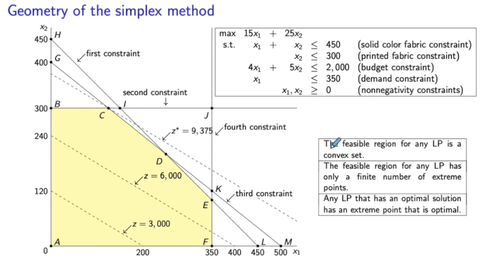So we have shown that the feasible region for any LP is a convex set. Then we have seen that the feasible region for any LP has only a finite number of extreme points. This is because we can only have a finite number of basic feasible solutions, and basic feasible solutions correspond directly to the extreme points of the feasible region. And then also the third statement we have here is that any LP that has an optimal solution has an extreme point that is optimal. This is something that can be established by analyzing the two-phase simplex method, and we will do it in the context of the fundamental theorem of LP later.